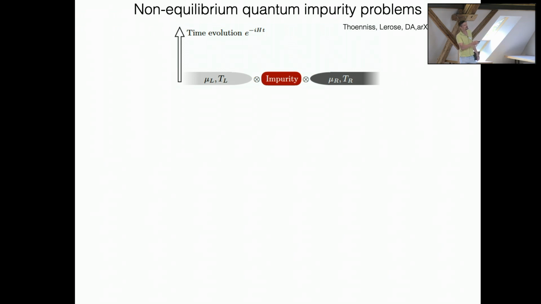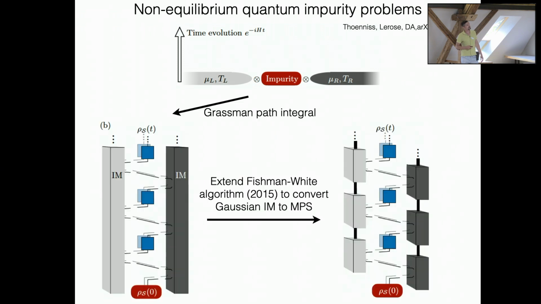So you have an impurity interacting with one or more reservoirs, which are usually assumed to be non-interacting, right? And generally, it is difficult to describe a situation where the system is strongly out of equilibrium. So when you have a large voltage difference between the two reservoirs, right, and things like that, describing what happens with a strongly interacting impurity. And here our strategy is essentially as follows.